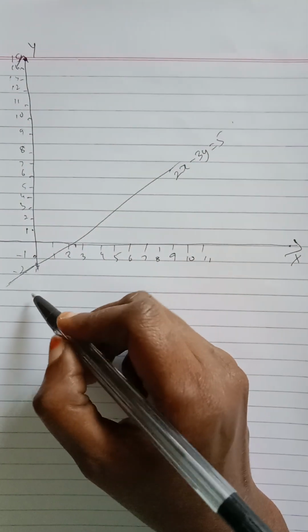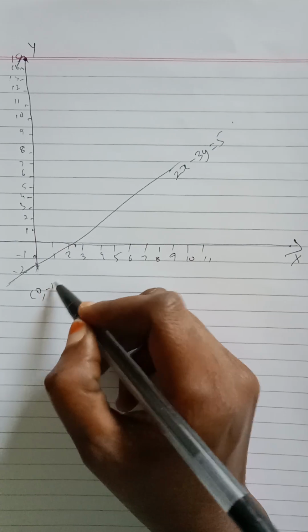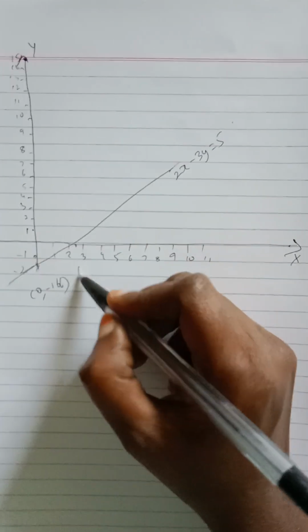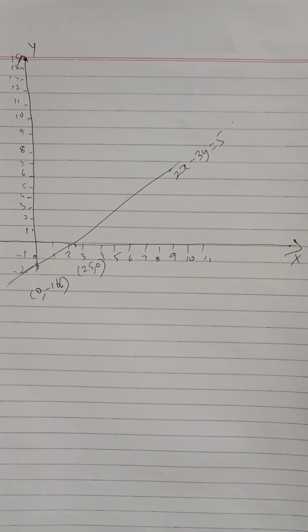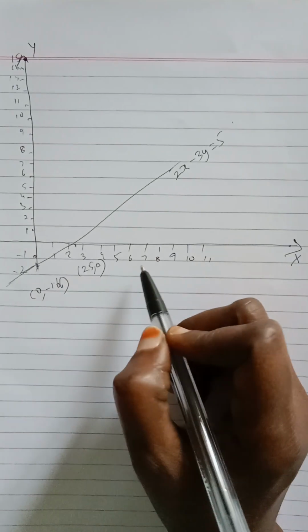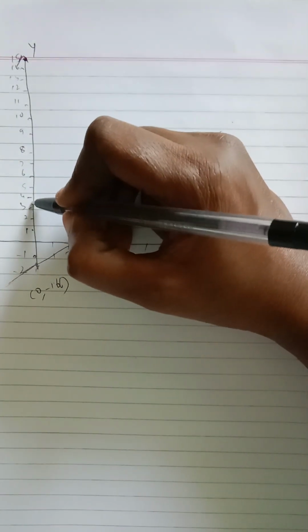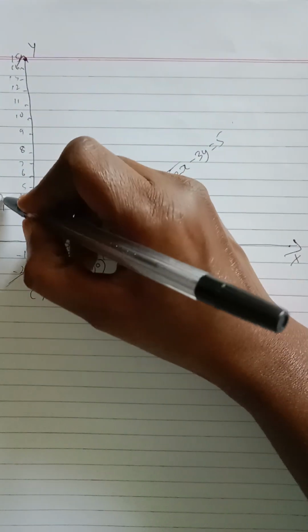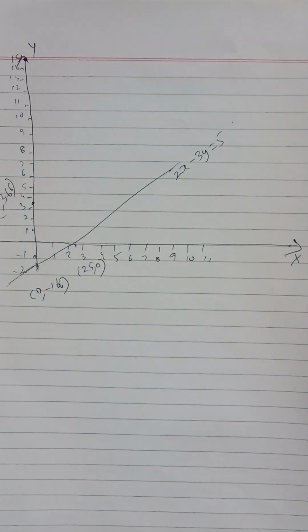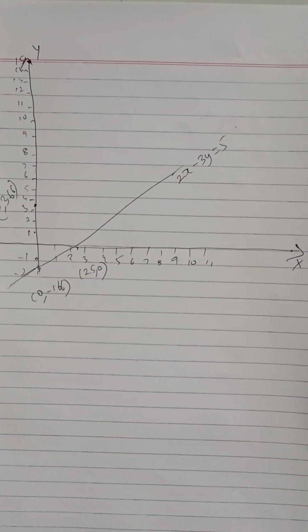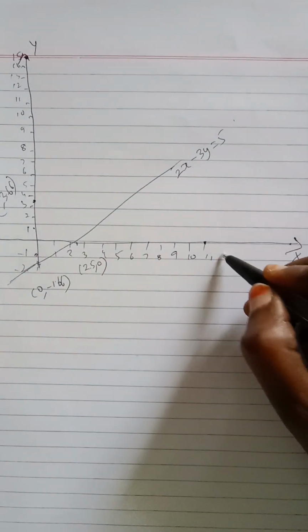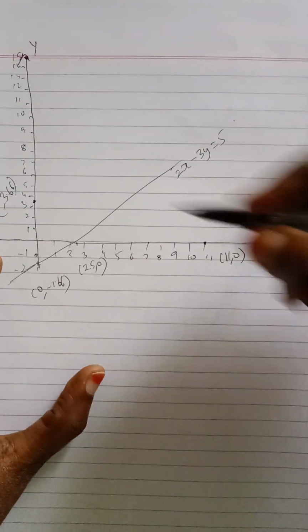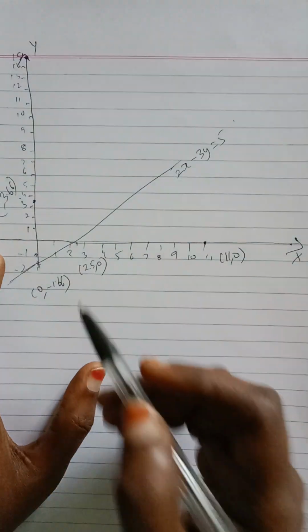So what are the values? The values are 0 and minus 1.66, and then 2.5 and 0. Next line we have 0 and 3.66. So 0 and 3.66 will be here, and then 11 and 0. So 11 is here, so 11 and 0 will be here. So we have to connect the points, this point with this point.